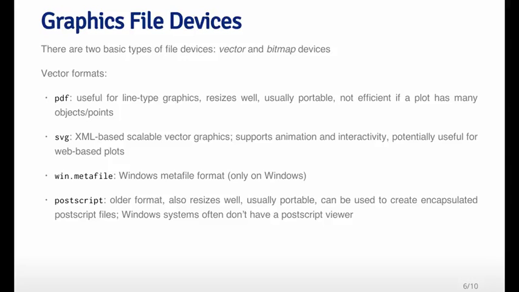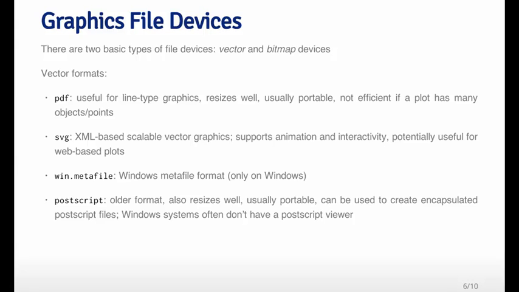So when it comes to graphics file devices, there are basically two broad categories of devices. One is called vector devices or vector formats, and the other is called bitmap. Vector formats are most useful for things like line graphics. So if you have a scatter plot and maybe you draw a regression line through it, these are line graphics. They're not like natural scenes or images of photographs. And so these types of graphics are usefully generated using vector formats because they resize well.